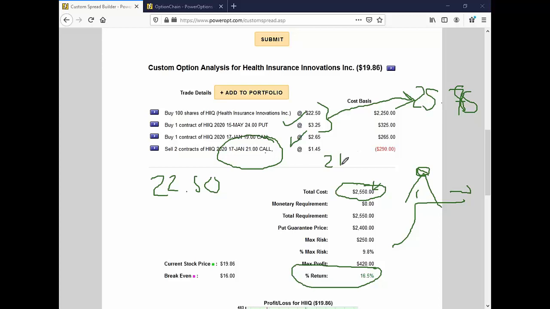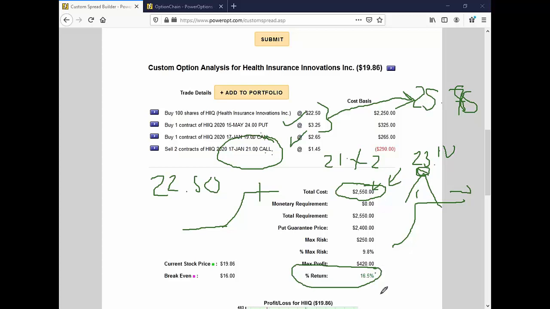If I got assigned, I'd be giving up at 21, and I get the $2 from the debit from the 19 to 21 bull call debit spread. I get that $2 if everything works out right. And then I give the stock back here at 21. So we get about 23 back. Assigned at 21, $2 for the debit. That's my $23. My cost basis is still $25.50.